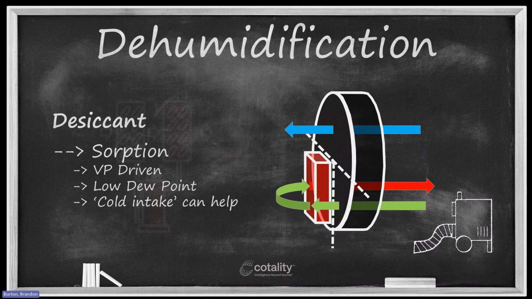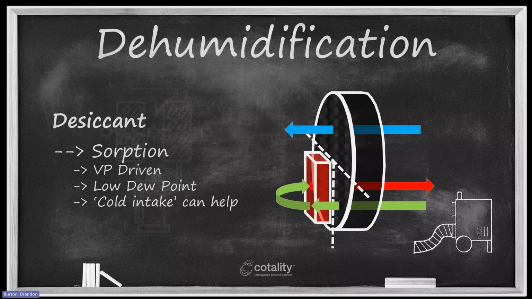Desiccants are actually very, very simple machines. They're far simpler than refrigeration machines, which makes one question sometimes why they're more expensive than refrigeration machines. But they are actually far simpler machines. They work on the process of sorption, right? Now, I say sorption without saying ab before it because there are desiccants that absorb and there are desiccants that adsorb. And we can talk a little bit more about that as we get deeper into this.